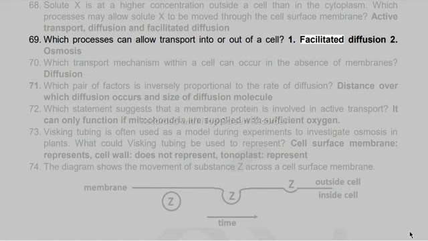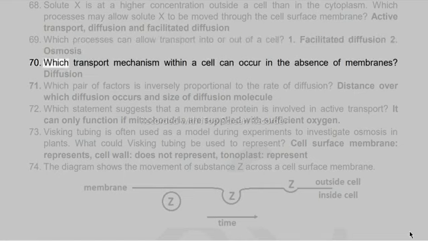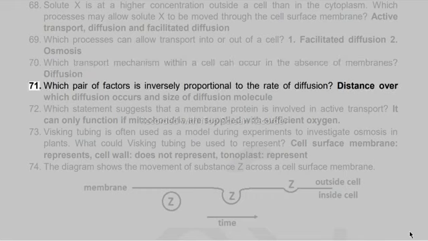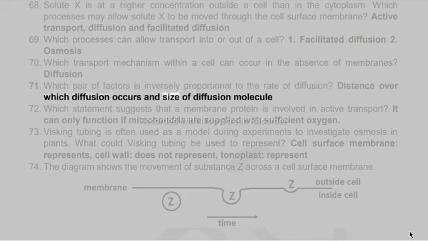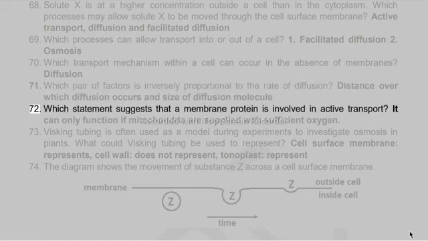1. Facilitated diffusion. 2. Osmosis. 70. Which transport mechanism within a cell can occur in the absence of membranes? Diffusion. 71. Which pair of factors is inversely proportional to the rate of diffusion? Distance over which diffusion occurs and size of diffusion molecule.